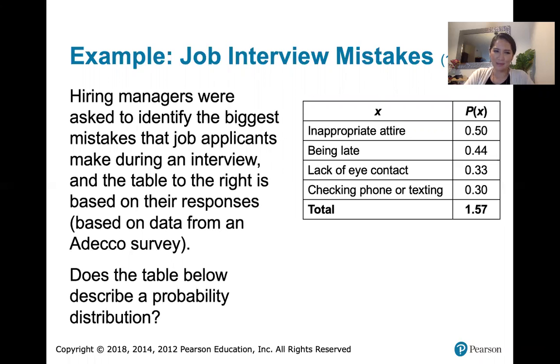I don't think this is a probability distribution. Remember, you have to check those 3 conditions. The first condition is that X is a random variable, which means it's numerical. And this is categorical data. This is not numerical data. So this is not a probability distribution.